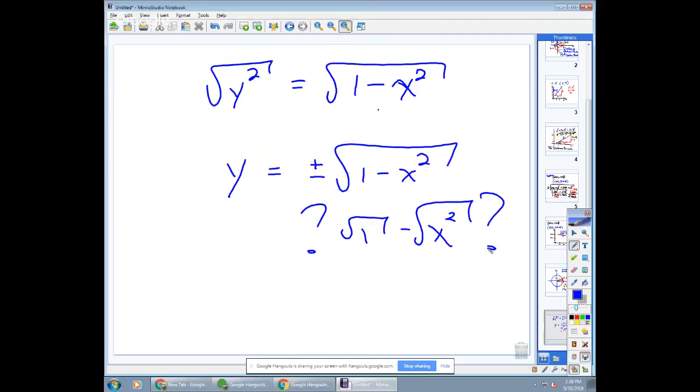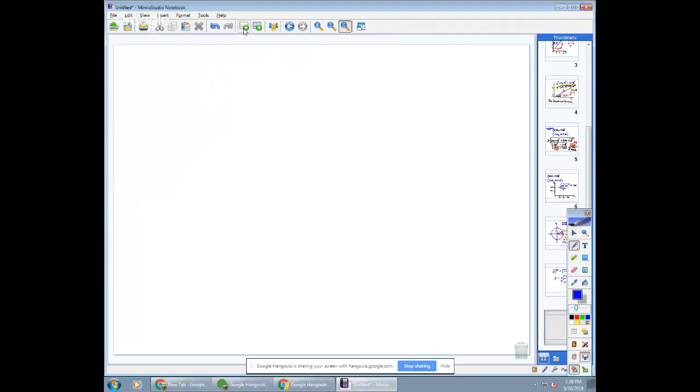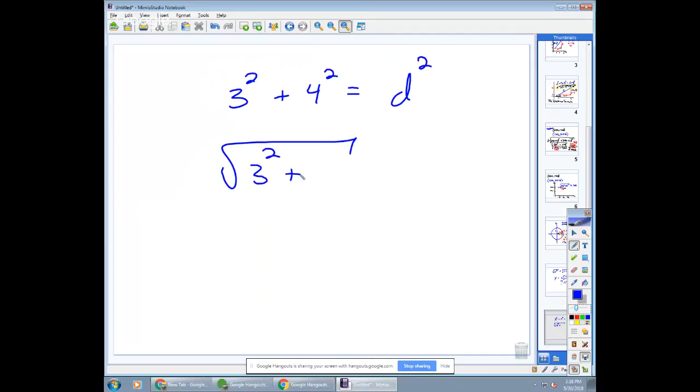I'll just do a simple bit of arithmetic that'll show you why. Earlier I talked about the 3, 4, 5 triangle. So let's say I don't know that 3 squared plus 4 squared is supposed to equal 5 squared, so I'm just going to call it d squared for now. Then I take my square root. So now I have the square root of 3 squared plus 4 squared. And then I say, well, I would rather take the square root of 3 squared and the square root of 4 squared. Doesn't that look like a reasonable thing to do?